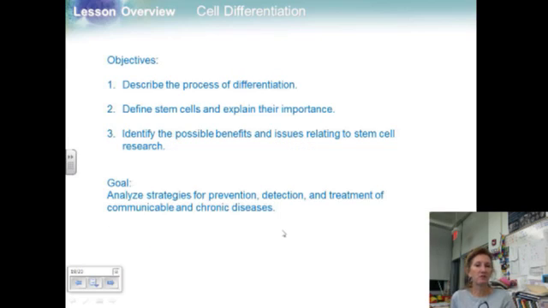So our objectives were to describe the process of differentiation, define stem cells and explain their importance, and identify the possible benefits and issues related to stem cell research. All of these help support our goal, which was to analyze strategies for prevention, detection, and treatment of communicable and chronic diseases.